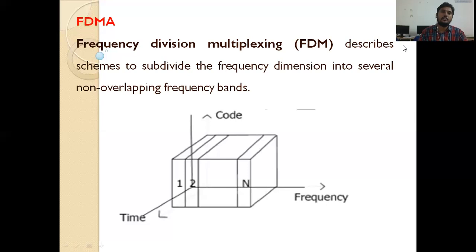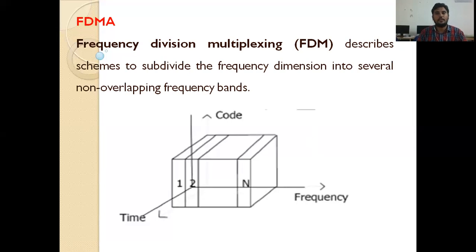So here, frequency division multiplexing describes schemes to subdivide the frequency dimension into several non-overlapping frequency bands. If you observe the diagram: frequency division, time division, code division. But coming to SDMA, as already discussed in the earlier lecture, SDMA doesn't have separate channels. So it is mixed with either CDMA or TDMA or FDMA.